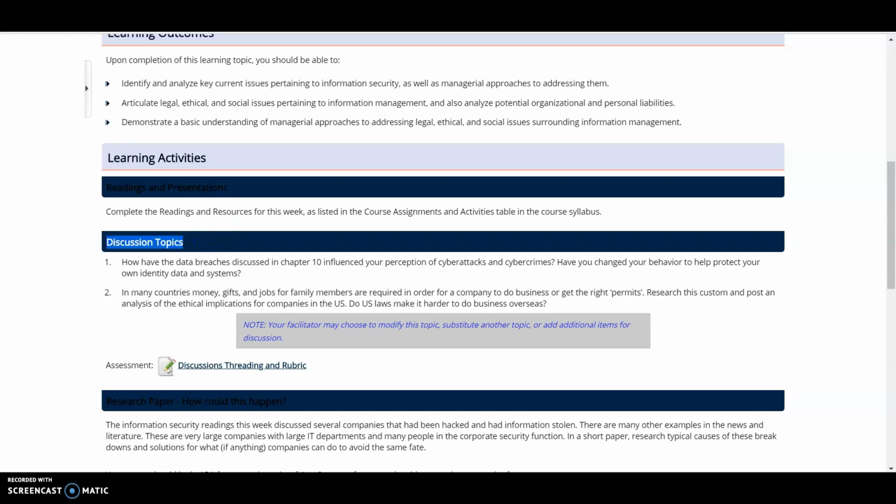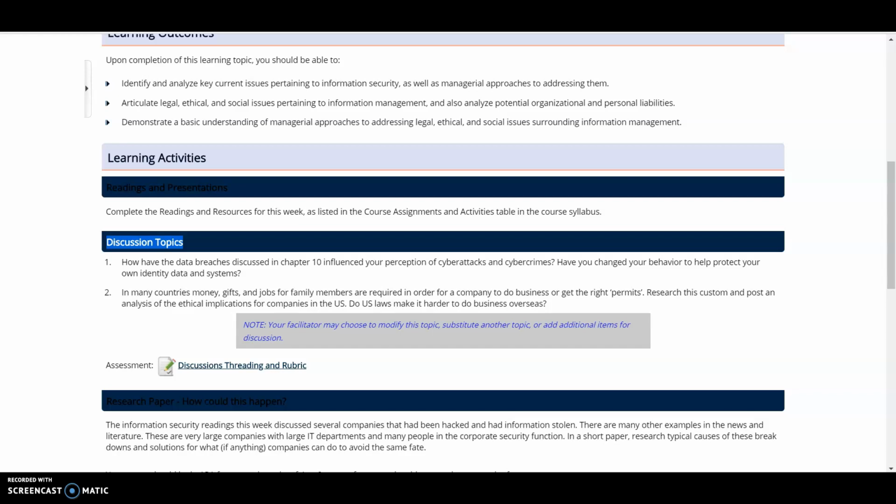Discussion topics for the week. How have the data breaches discussed in Chapter 10 influenced your perception of cyber attacks and cyber crimes? Have you changed your behavior to help protect your own identity, data, and systems?